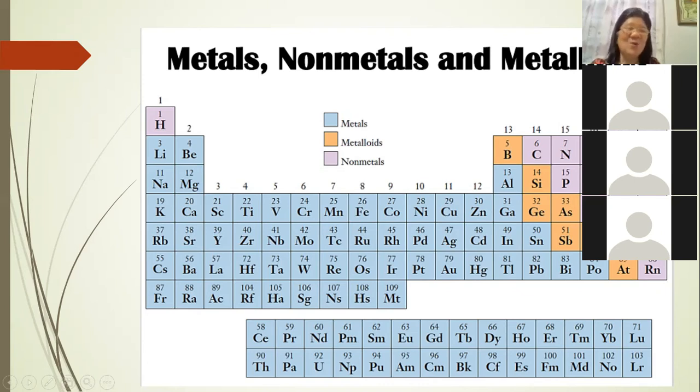So if you look into the periodic table, roughly 80% are metals, then maybe 15% are metalloids and 5% are non-metals. Okay? 5% are metalloids and 15% are non-metals.